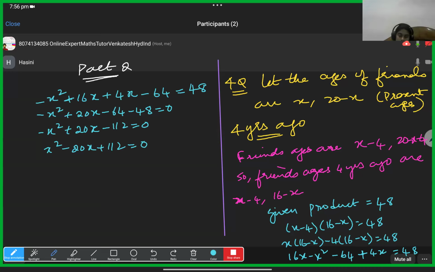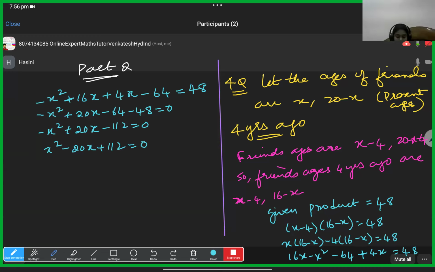So we should get the product 112 and the middle term minus 20. So 2 into 56, very far. 3 will not go. 4 into 28, but 28 and 4 gap is 24, and the addition is 32. The middle term is not coming.